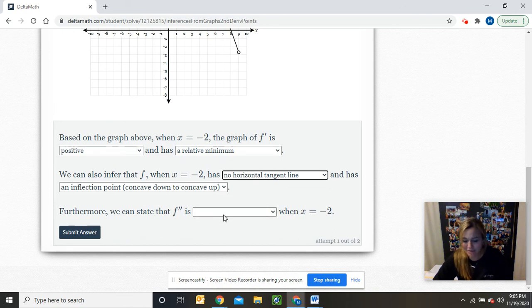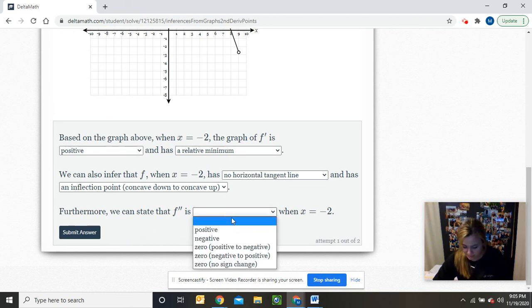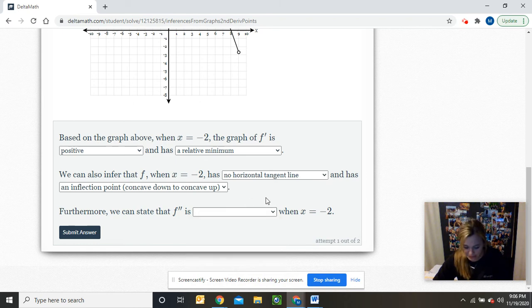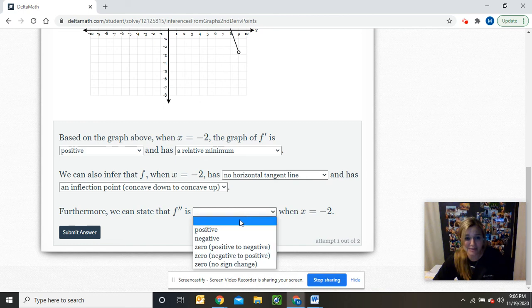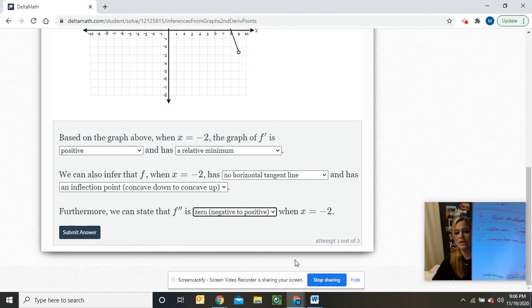Furthermore, we can state that f double prime, do we know anything else when x equals -2? We said changing from negative to positive, that's also known as 0. So negative to positive. Again, I'm just looking at this and then filling in the blanks from there.